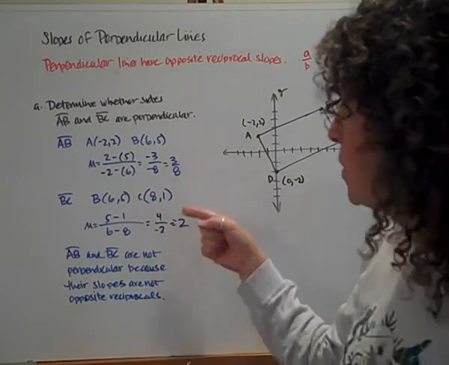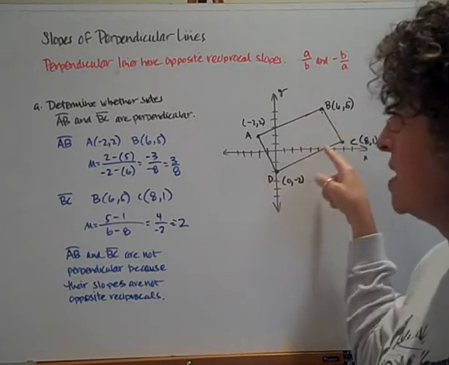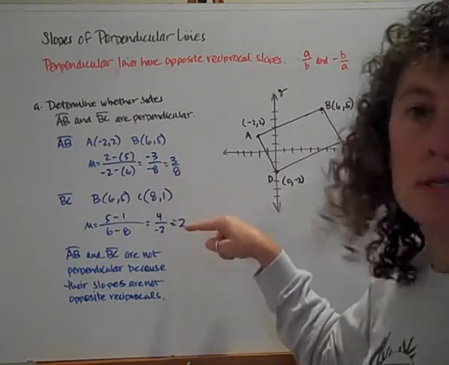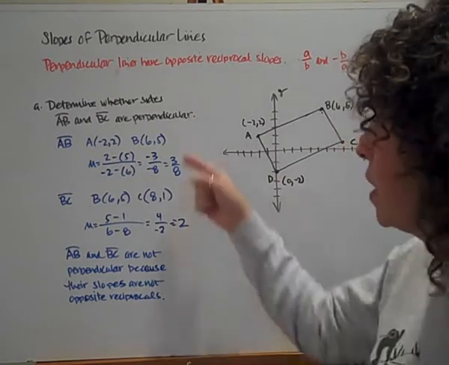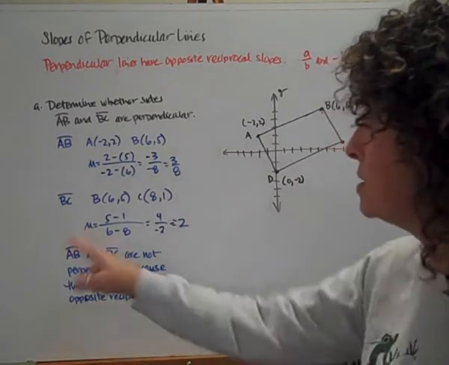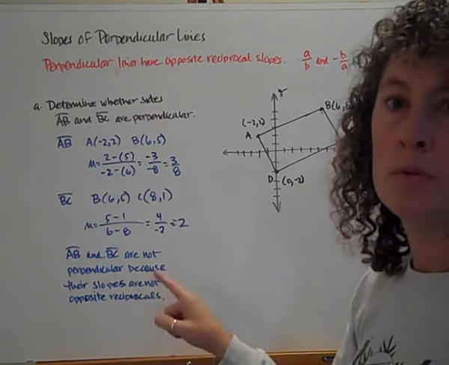If I have a positive slope and a negative slope, those are lines that I might think are perpendicular. That's a negative slope there. So they're opposites of each other, but they're not reciprocals of each other. So these are not perpendicular lines. So AB and BC are not perpendicular because their slopes are not opposite reciprocals.